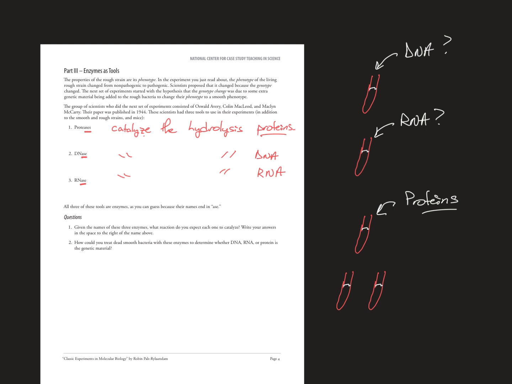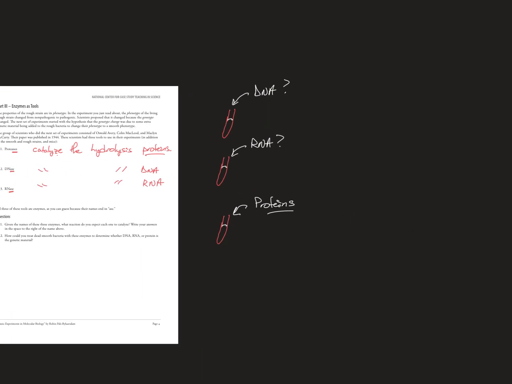Or if you want to make sure that whatever's in this test tube is not DNA, what would you do? Well, you'd probably add a DNase to the test tube. If you add DNase to that test tube, it gets rid of the DNA. Then what's left is the same test tube, but there's no DNA.